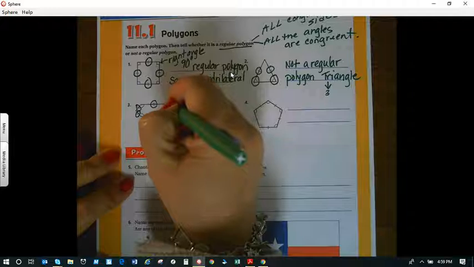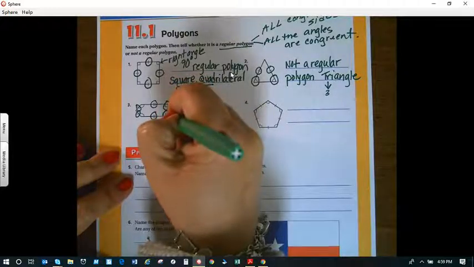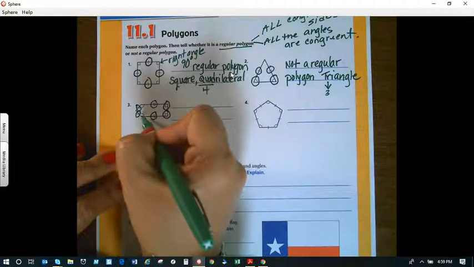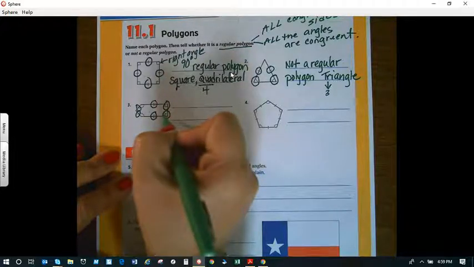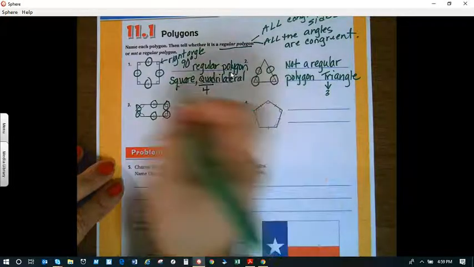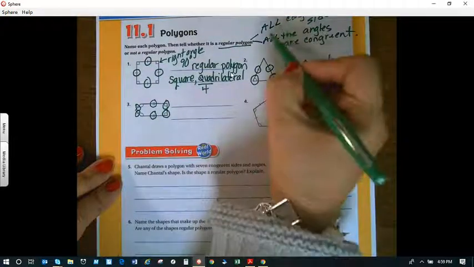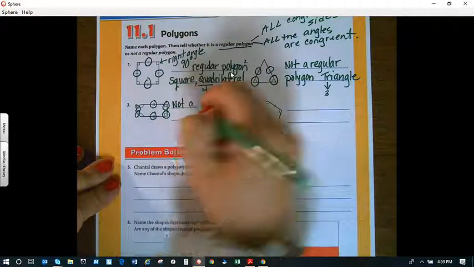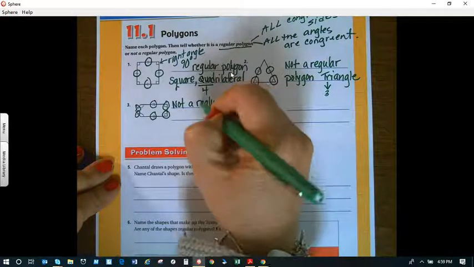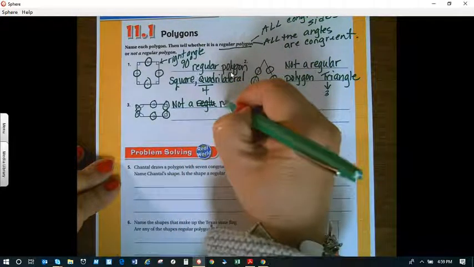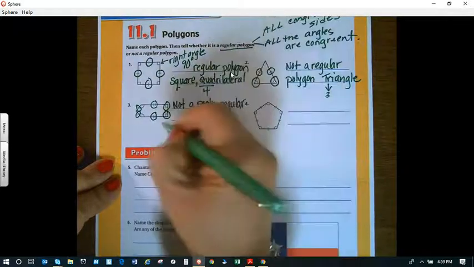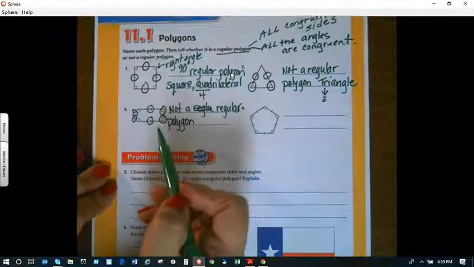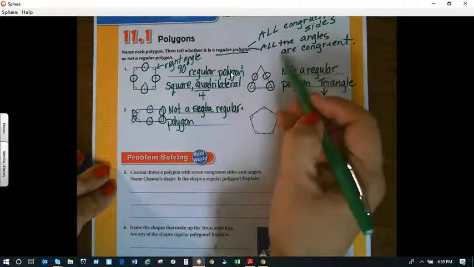This one here has a right angle, so this right angle is congruent to this right angle, and this obtuse angle is congruent to this obtuse angle, but they're not all obtuse, or they're not all right angles. So not all angles are congruent, and not all sides are congruent, so this is not a regular polygon. I just misspelled it, and I'm using a pen so that you can see it better. So I'm going to try to be real careful. This is not a regular polygon because, again, not all sides are congruent and not all angles are congruent.